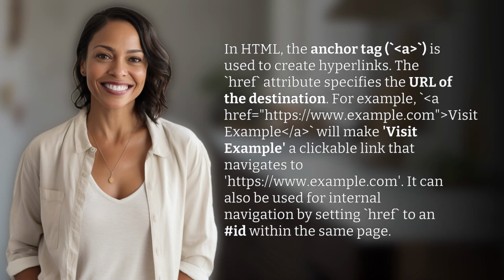In HTML, the anchor tag, <a>, is used to create hyperlinks. The href attribute specifies the URL of the destination. For example, <a href="https://www.example.com">Visit Example</a> will make "Visit Example" a clickable link that navigates to https://www.example.com. It can also be used for internal navigation by setting href to an #id within the same page.